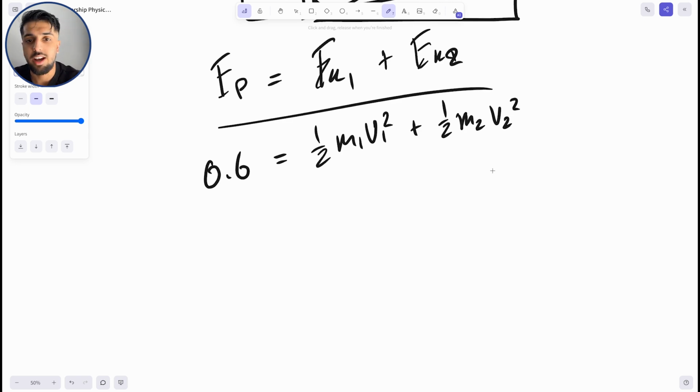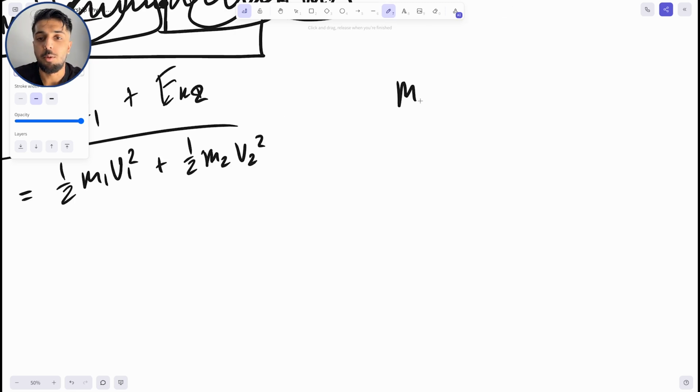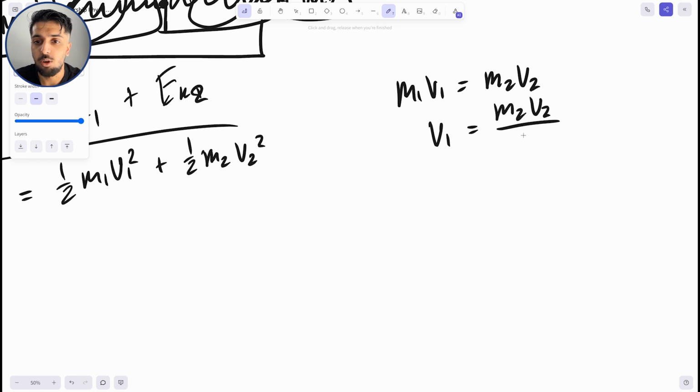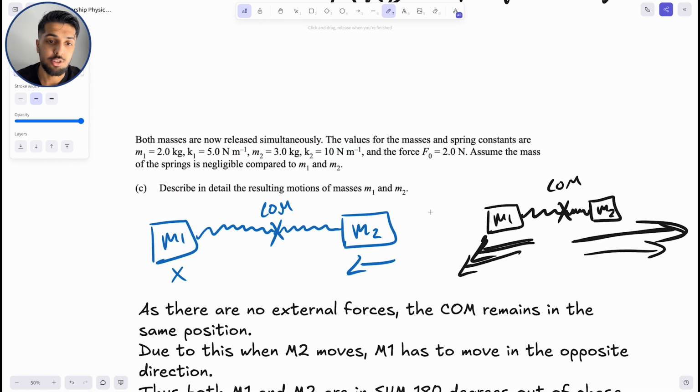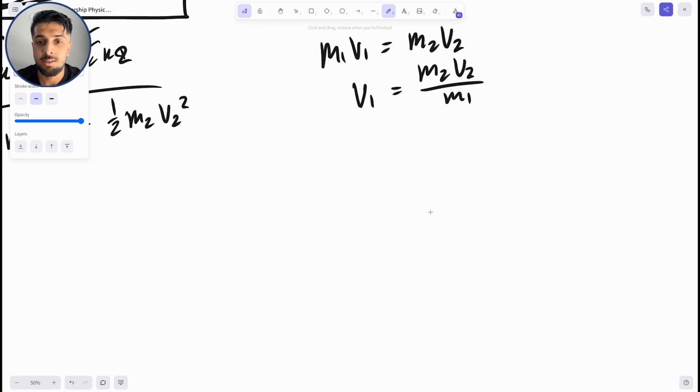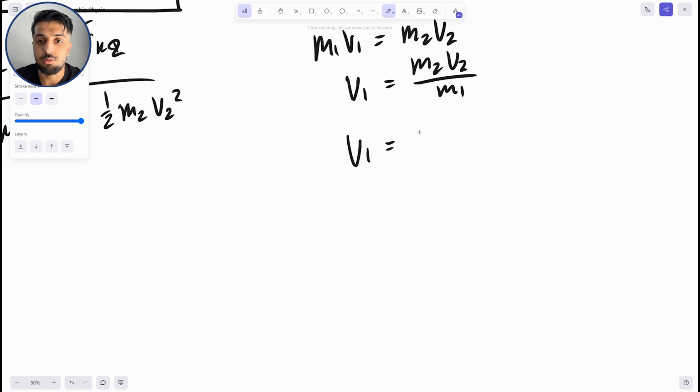Now we do not want our velocity of m1, we are only interested in the velocity of m2. So we can use our trusty conservation of momentum to sub into our conservation of energy to get rid of our v1. We know m1 v1 is equal to m2 v2 due to the conservation of momentum, and so v1 is equal to m2 v2 all over m1. Now we know the values of m2 and m1. m1 is 2 kg and m2 is 3 kg. So we know that v1 is equal to 3 over 2 v2.